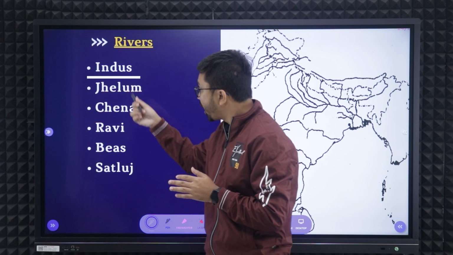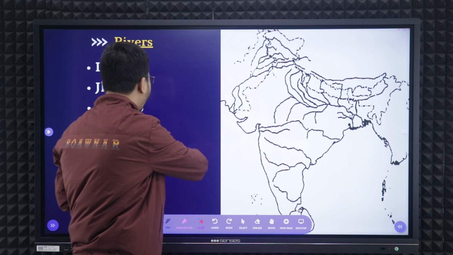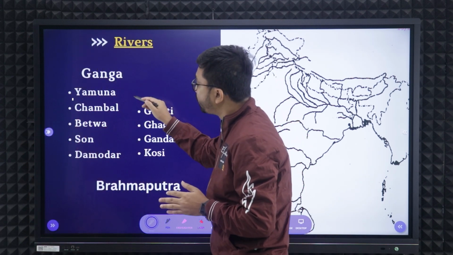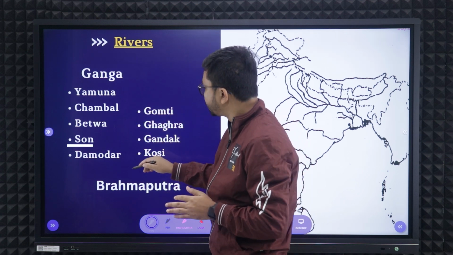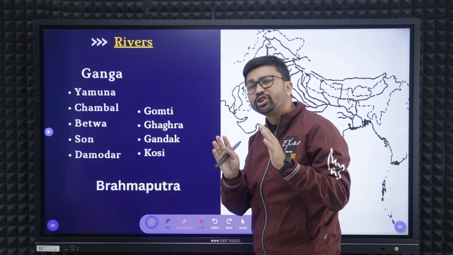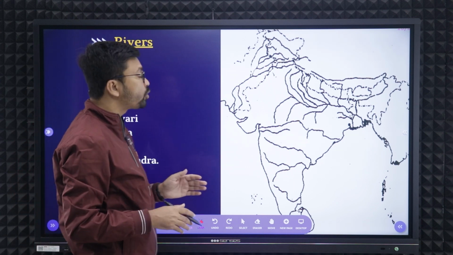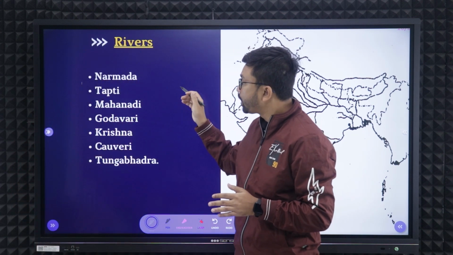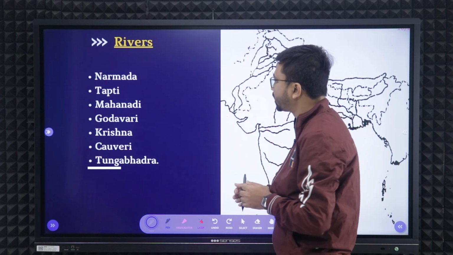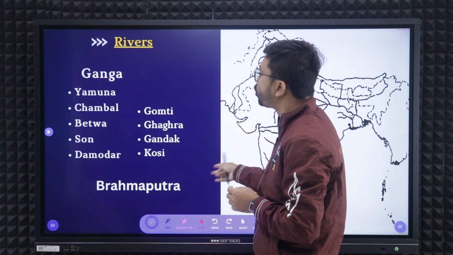If I have to talk about the Indian rivers, according to your syllabus you divide them into different groups. Indus rivers along with the tributaries, that is Jhelum, Chenab, Ravi, Beas, Satluj. Next, the Ganga river. Under the Ganga river, it will be Yamuna, Chambal, Betwa, Son, Damodar, Gomti, Ghaghara, Gandak and Kosi. And the Brahmaputra river will be separate. If you divide them that way, it will be easy for you. Next, the South Indian rivers: Narmada, Tapti, Mahanadi, Godavari, Krishna, Kaveri and Tungabhadra. If you divide the rivers in those groups, it will be easy to remember.